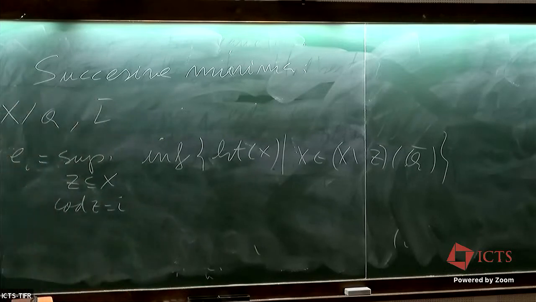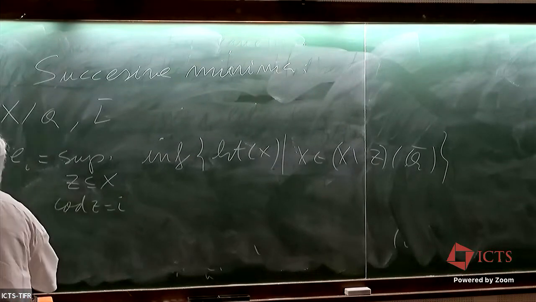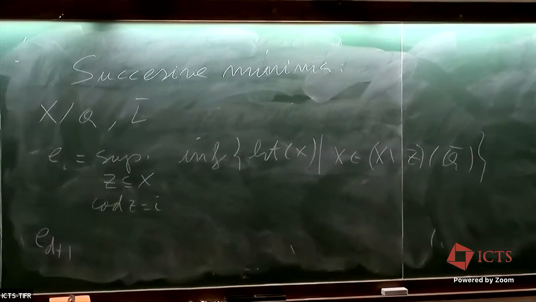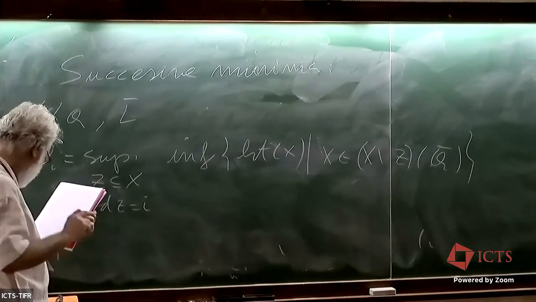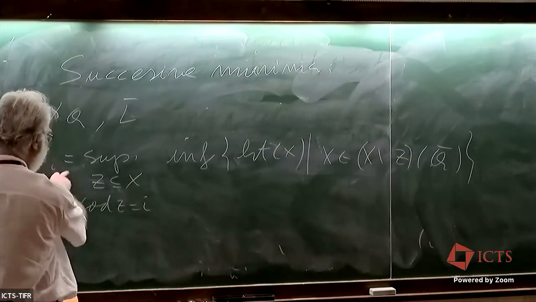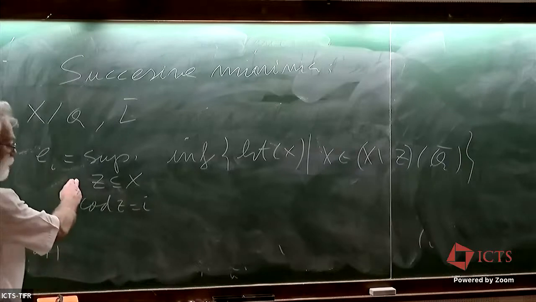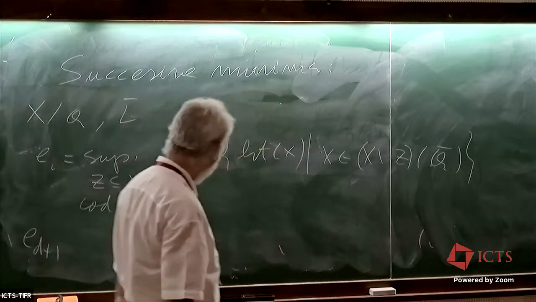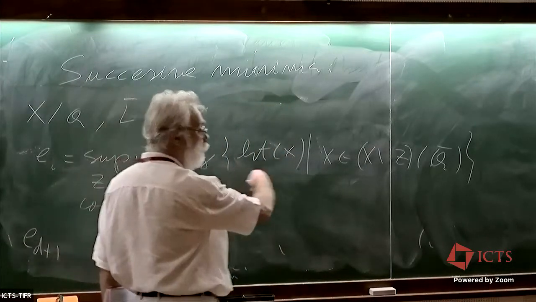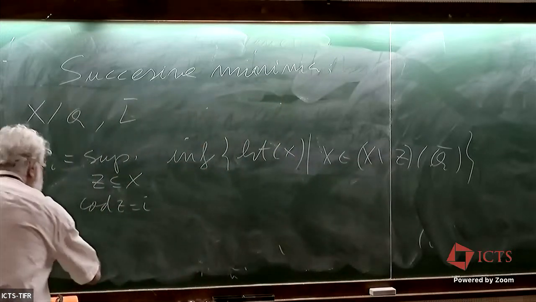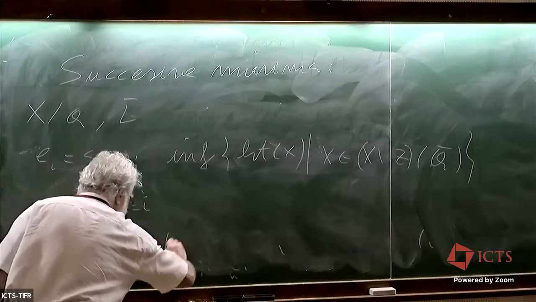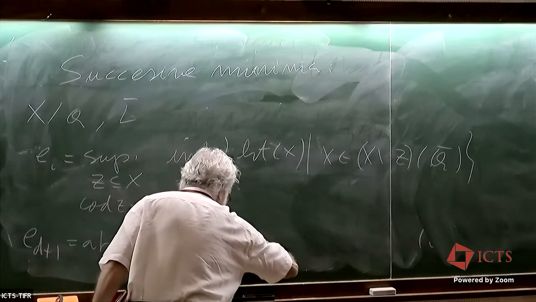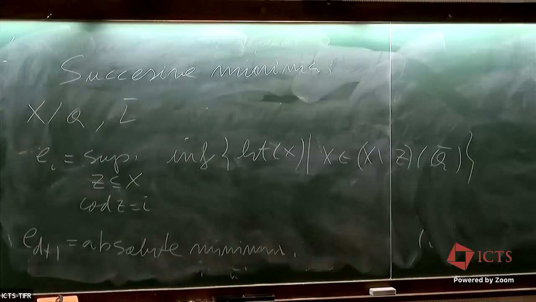So if I look at e sub D plus one, am I doing this correctly? Yes. So if I take e sub D plus one, there is no subvariety of codimension D plus one because X is just a variety of dimension D. So I am looking just at the infimum of the possible heights. So this will be the absolute minimum of the height. It will be the minimal possible value of the height.